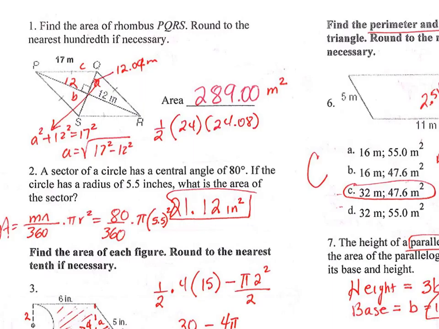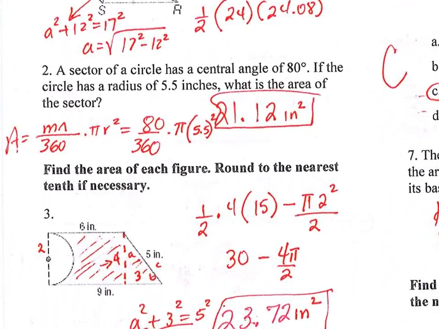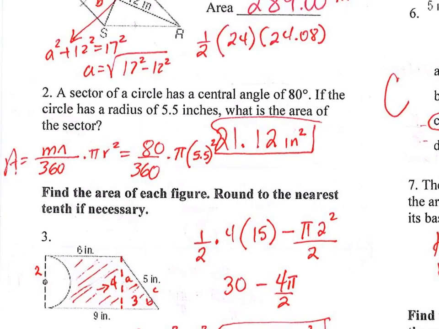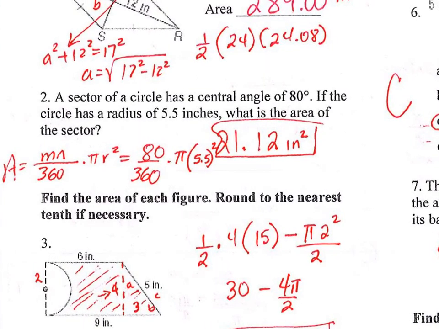Problem number 2. It says a sector of a circle has a central angle of 80 degrees, and the circle has a radius of 5.5 inches. So the measurement of the angle divided by 360 times pi r squared is the formula for the area of the sector. Since the sector has an 80-degree angle, it's 80 divided by 360 times pi times the radius, which is 5.5 squared. You put all of this in the calculator, and that gives you 21.12 square inches.